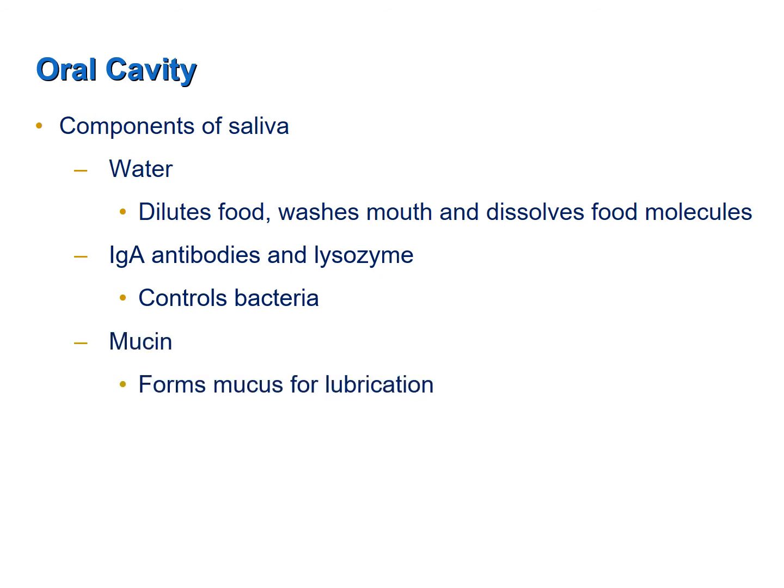Mucin is a protein found in saliva that absorbs water to form mucus, and this provides needed lubrication for the oral cavity. Lastly, an enzyme called amylase is present in saliva. Amylase catalyzes the digestion of the starch amylose. Amylose is the only polysaccharide that is digestible by humans. The digestion of amylose by amylase also represents the only chemical digestion that occurs in the oral cavity.